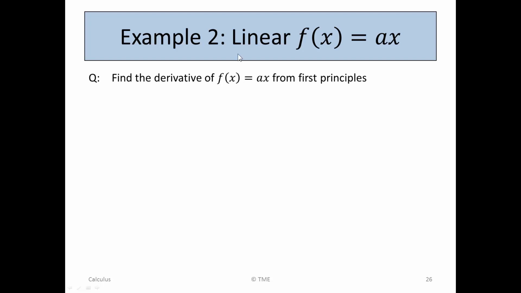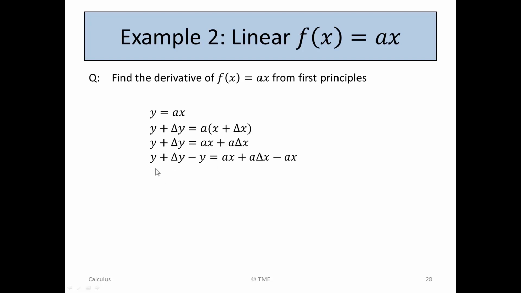Now we'll start with the linear function f(x) is ax. Here we've got a constant in front of the x, and we're doing it again from first principles. If y is ax, y plus delta y is a times (x plus delta x). So where we had y, we put in y plus delta y. Where we had x, we put in x plus delta x. Multiplying in, we get a times x and a times delta x. Y plus delta y minus y is ax plus a delta x minus the first line, ax.